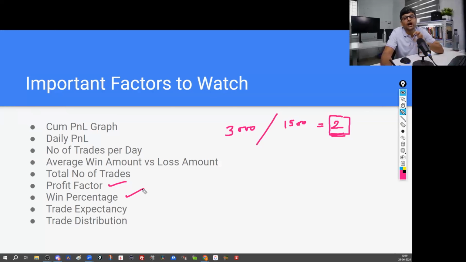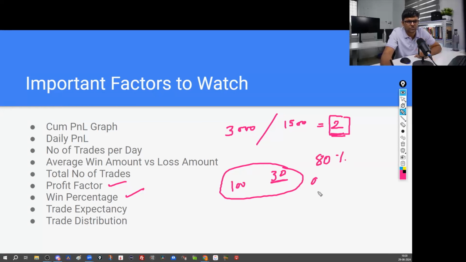Win percentage. Now everyone is talking about this. I took 100 trades and only 30 were winning. And now you are sad that you are not trading well. 70% of your trades were losing trades. This number everyone knows. This number everyone advertises. I have an algo system which has an 80% win ratio. Get 90% accurate, 95% accurate trading calls. We are all aware of these scams.